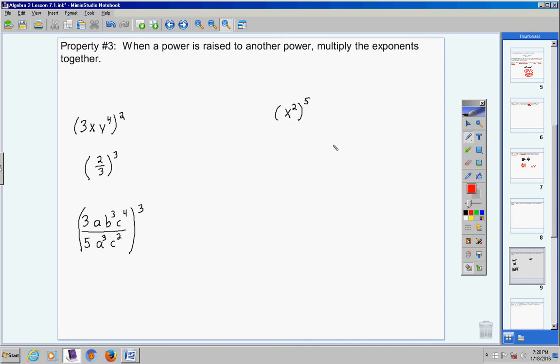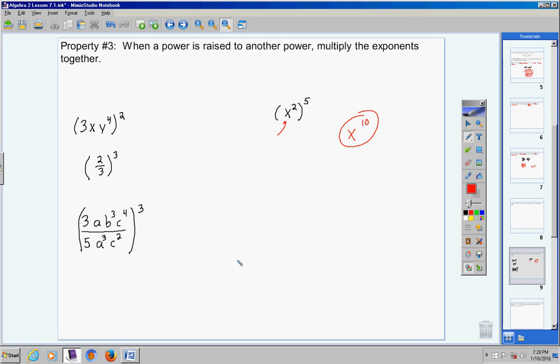Notice I do not have x squared times x to the fifth. If I did, I would have two bases, a base here and a base here. So my answer would be x to the 7th. That's not what I have. I have one base with how many exponents? 2. So when you have a power raised to another power, you multiply the exponents. There's your answer. Plain and simple. Piece of cake. Okay?